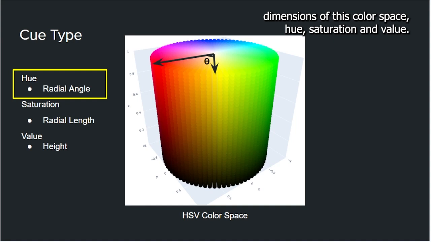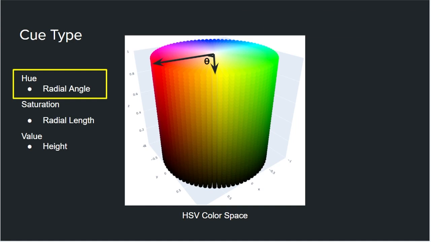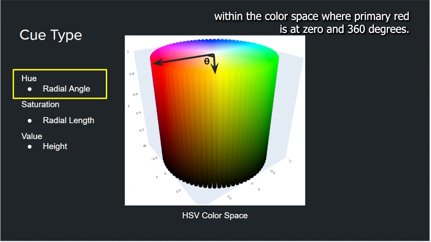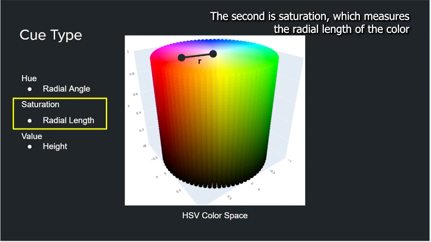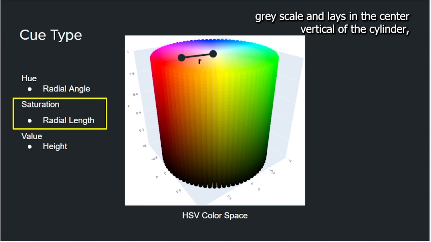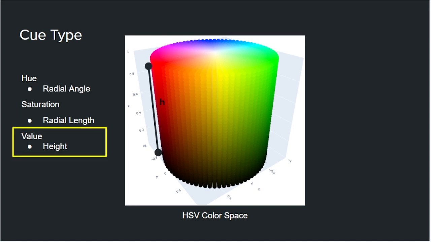hue, saturation, and value. The first is hue, which is a measure of the radial angle of the color within the color space, where primary red is at 0 and 360 degrees. The second is saturation, which measures the radial length of the color within the color space, where a value of 0 means the color is grayscale and lays in the center vertical of the cylinder, while a value of 1 means the color is on the outermost surface of the cylinder.